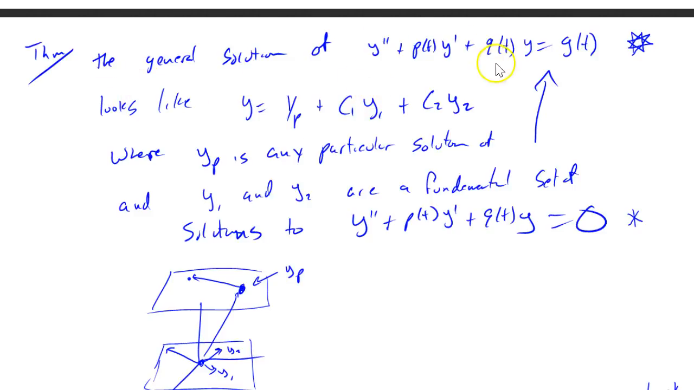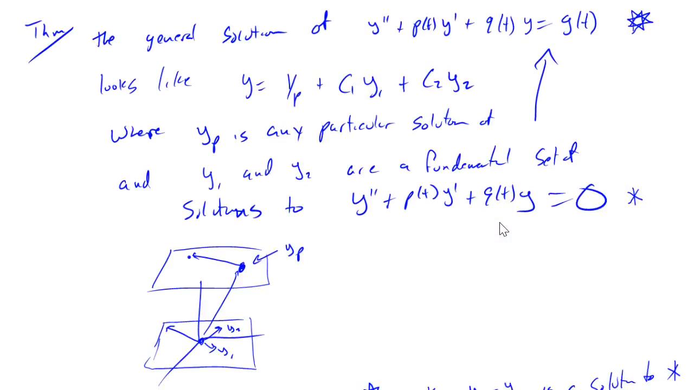The general solution of this non-homogeneous equation looks like, every solution y looks like some y sub p, that's going to be a particular solution, plus this stuff, where yp is any particular solution to this equation, and y1 and y2 are a fundamental set of solutions for the homogeneous equation. Right? Remember, the fundamental set is two independent solutions, which we can use to describe all of the solutions for that homogeneous.